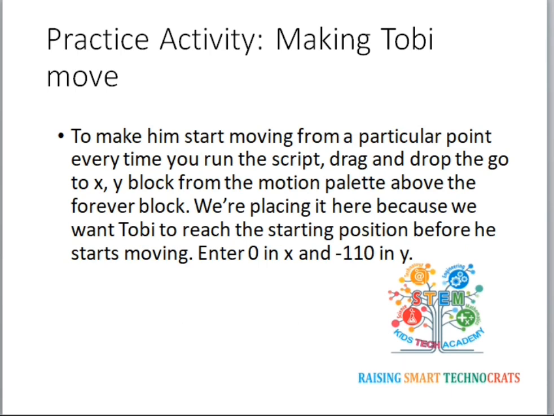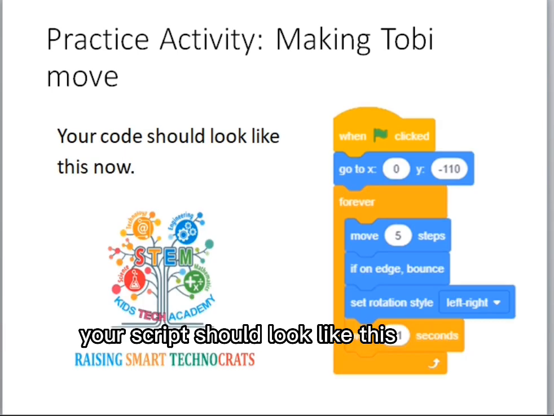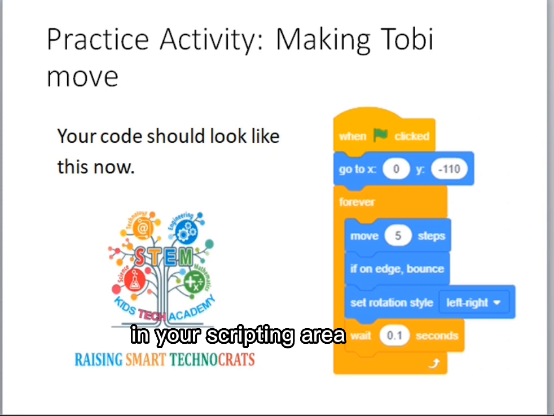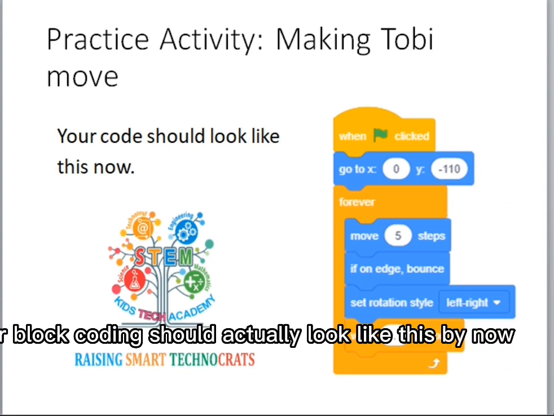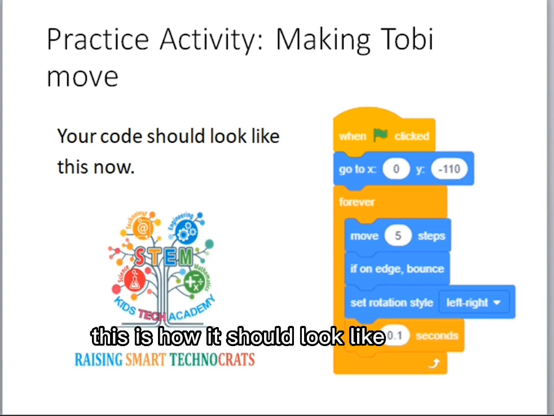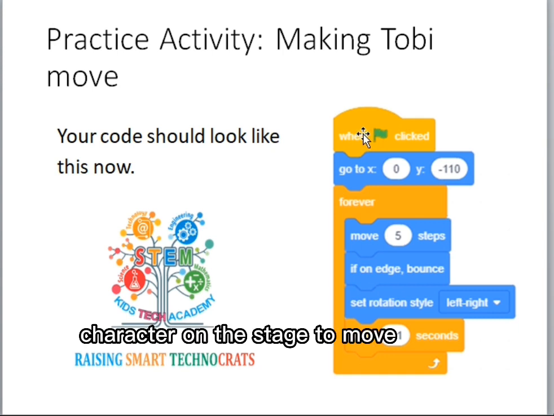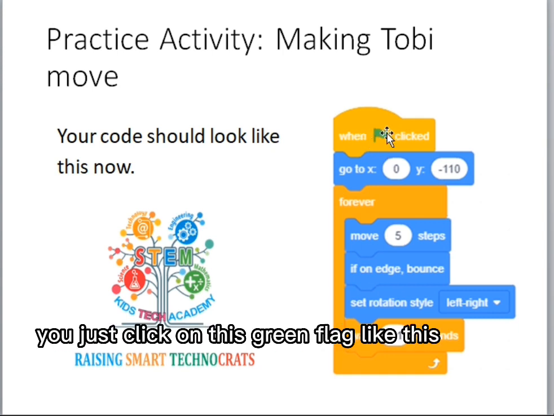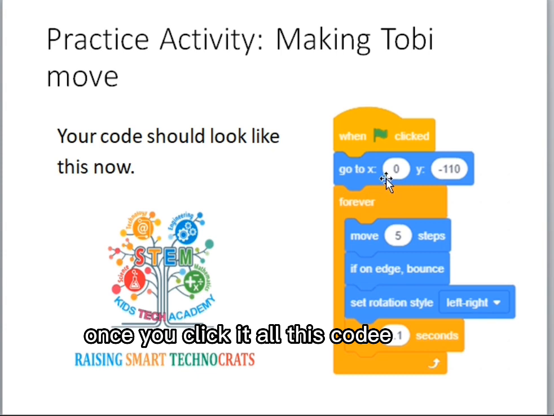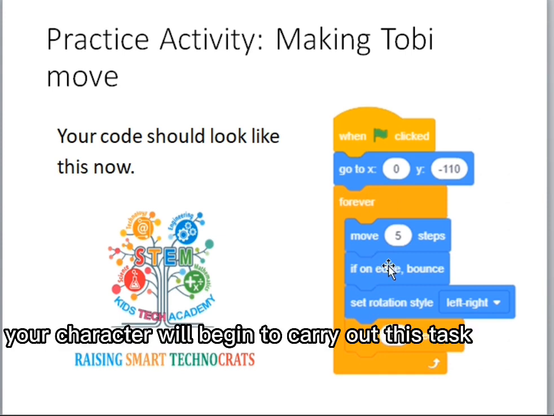At this junction, if you're following me, your script should look like this. Your scripting area, your block coding, should look like this by now. This is how it should look. Now you want the character on the stage to move. You just click on this green flag here. Once you click it, all these blocks are tasks, and you see that your character will begin to carry out this task.